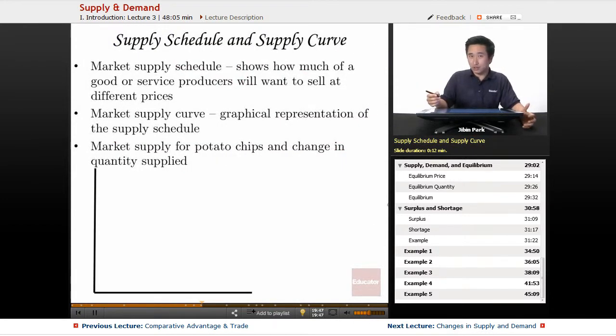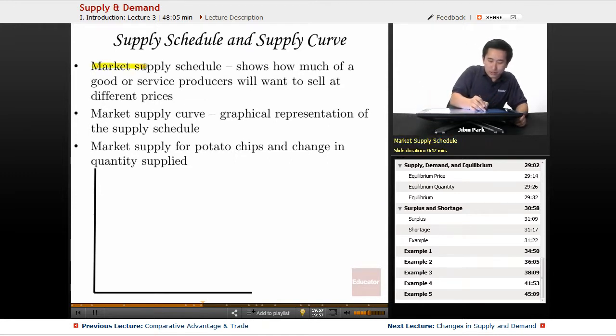Okay, supply schedule and supply curve. So we've tackled the demand component of it. Let's go ahead and look at the supply side of this all. A market supply schedule shows how much of a good or service all producers, as opposed to an individual supply schedule, which would be only one producer, will want to sell at different prices.